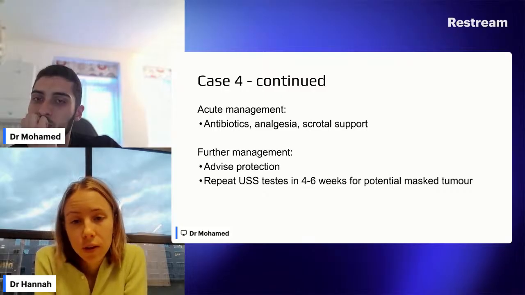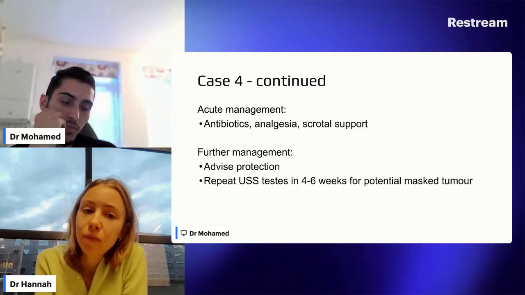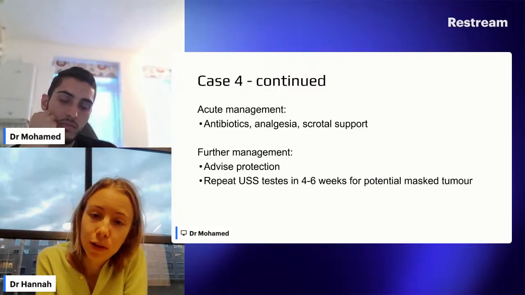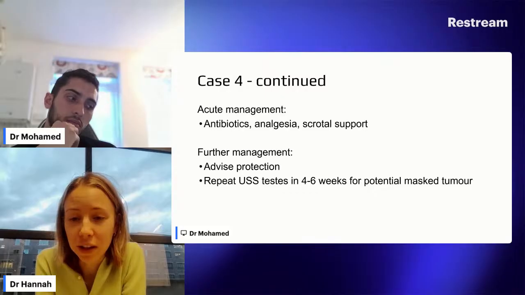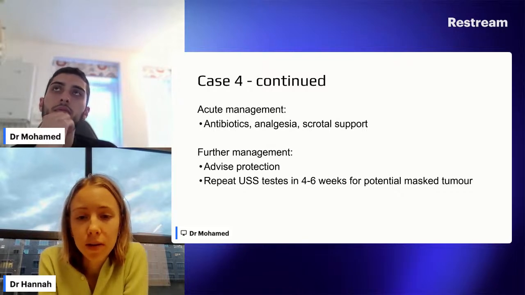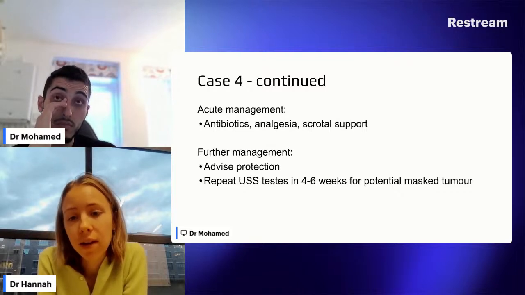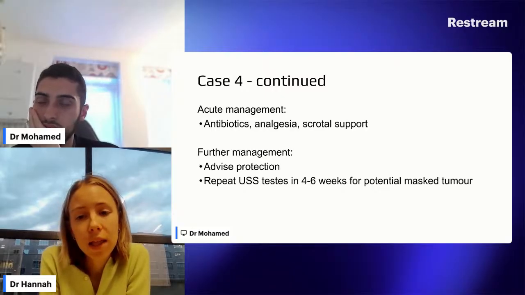So continuing on with the management, provided we've ruled out a torsion, reassurance. Obviously, this can be quite an anxiety-inducing thing, especially when it's the first time. And you want to be managing the underlying cause of epididymo-orchitis, so antibiotics, analgesia, typically simple analgesia will work, and a scrotal support.